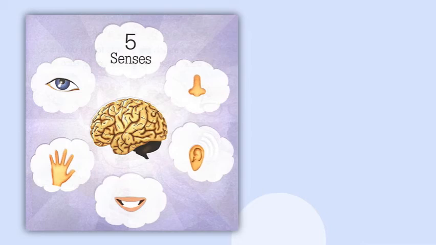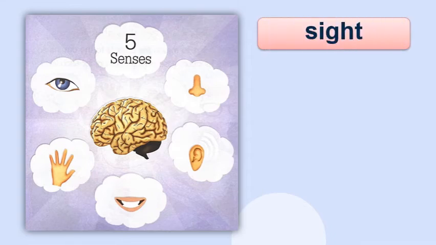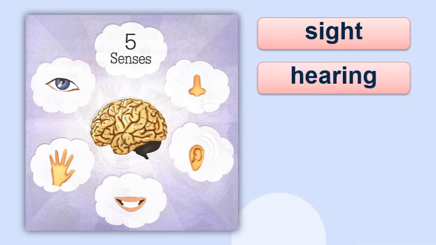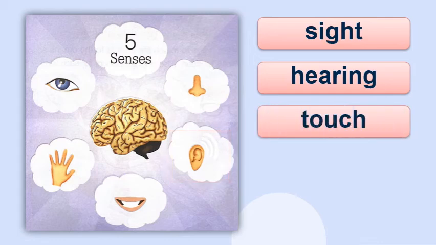Senses. These are the sense of sight. We use our eyes to see. It's called sense of sight. We also have our sense of hearing. This is when we listen to something and we use our ears. Next, we have touch. Sense of touch. We use our hands to touch.